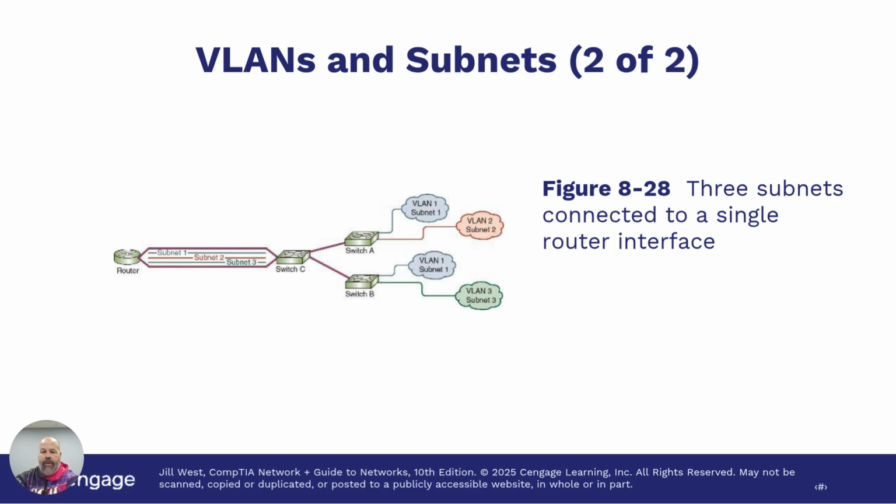This diagram shows the big picture. We've got three VLANs or subnets connected to a router with trunk links in between switches labeled as subnet 1, 2, and 3. Each subnet has its own address range, its own broadcast domain, and its own set of devices, but they all connect through the same router interface using trunk connections. The router needs only one physical interface to manage the traffic for all three subnets, which is much more efficient than dedicating a separate interface to each one. It's like having one secretary managing calls for three different department stores instead of hiring three separate receptionists.